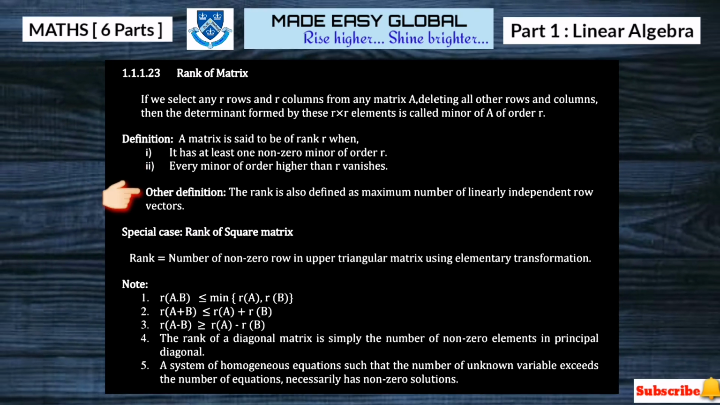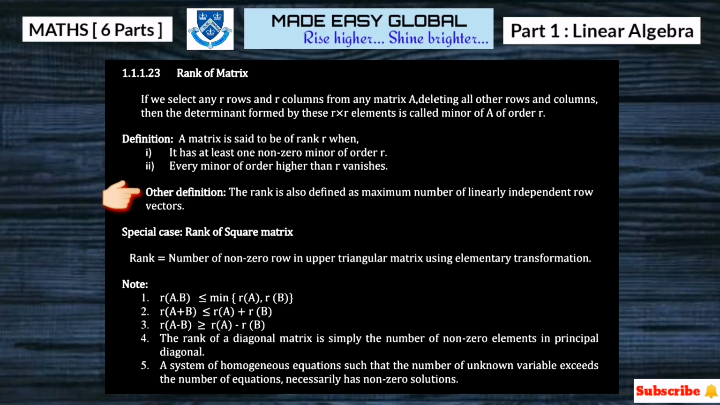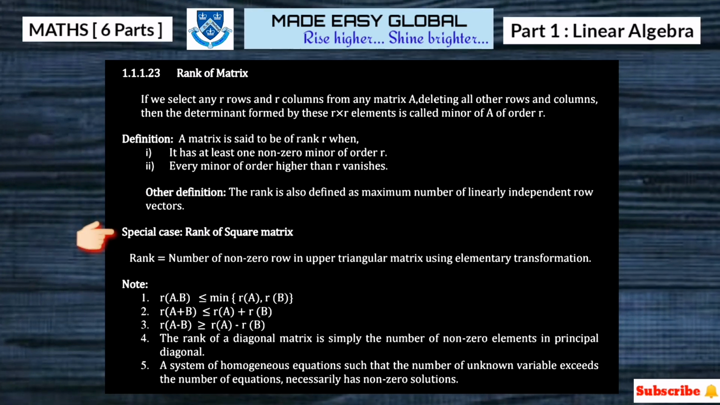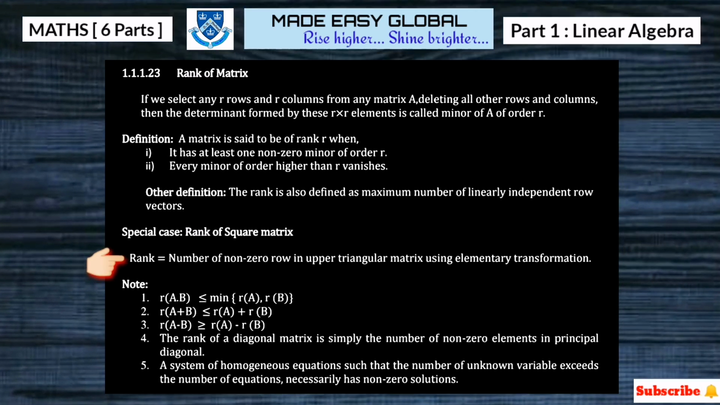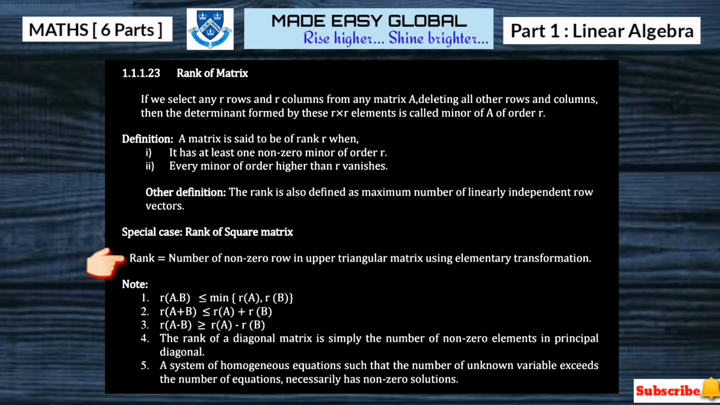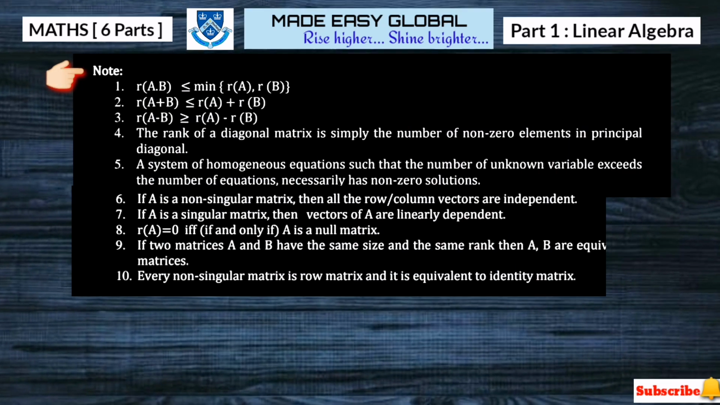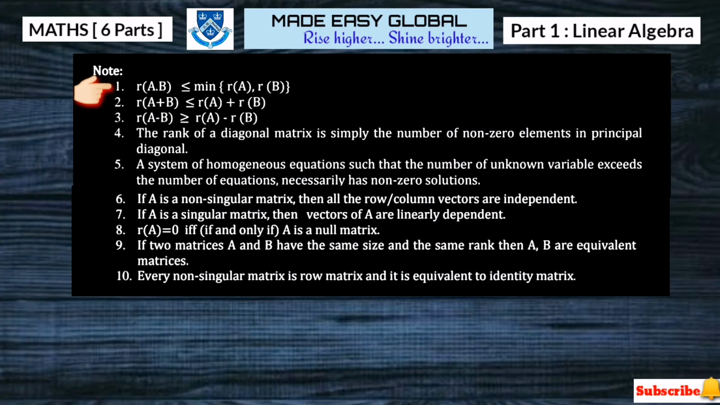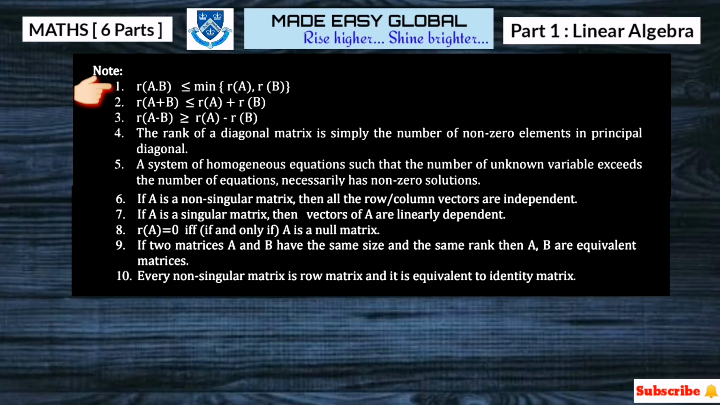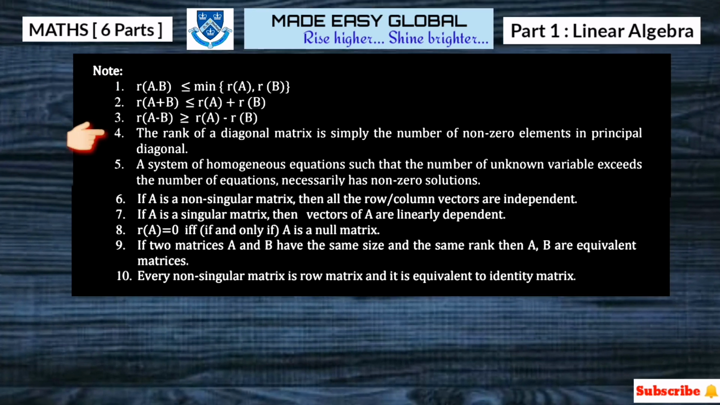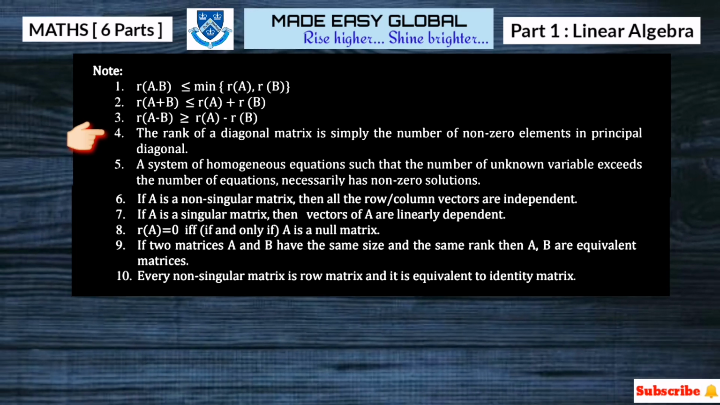Here the other definition is that the rank is also defined as the maximum number of linearly independent row vectors. Then here is one special case, rank of a square matrix. Rank is equal to the number of non-zero rows in the upper triangular matrix obtained using elementary transformations. Here some notes are there. First one is rank of A into B is less than or equal to the minimum of rank of A or rank of B. Then after that, the rank of a diagonal matrix is simply the number of non-zero elements in the principal diagonal.